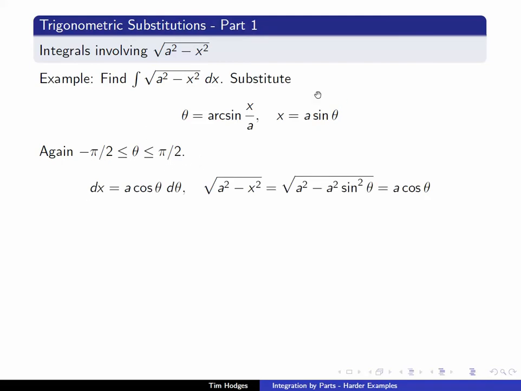The differential dx is equal to a cosine theta d theta. And this radical term is root a squared minus x squared, which is root a squared minus a squared sine squared theta. We can take out the a squared as a factor, then take it out of the square root to give us a. Inside the square root, we then have again 1 minus sine squared theta, which is equal to cosine squared theta from the Pythagorean identities. So the square root of that is cosine theta.